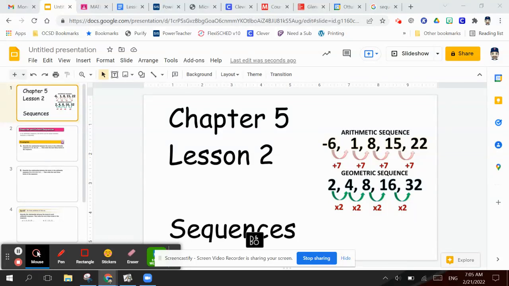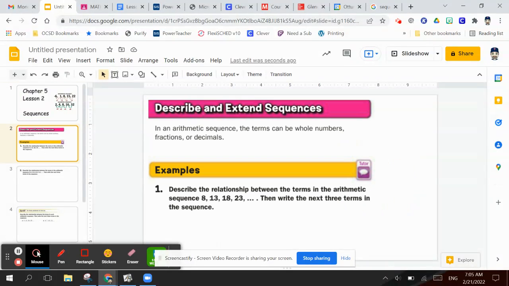Chapter 5, Lesson 2, Sequences. Describe and extend sequences. In an arithmetic sequence, the terms can be whole numbers, fractions, or decimals. So it says, number 1, describe the relationship between the terms in the arithmetic sequence 8, 13, 18, 23, then write the next 3 terms in the sequence.